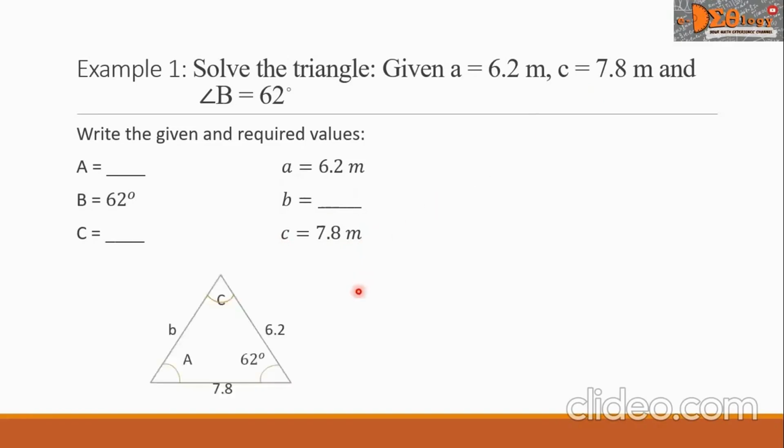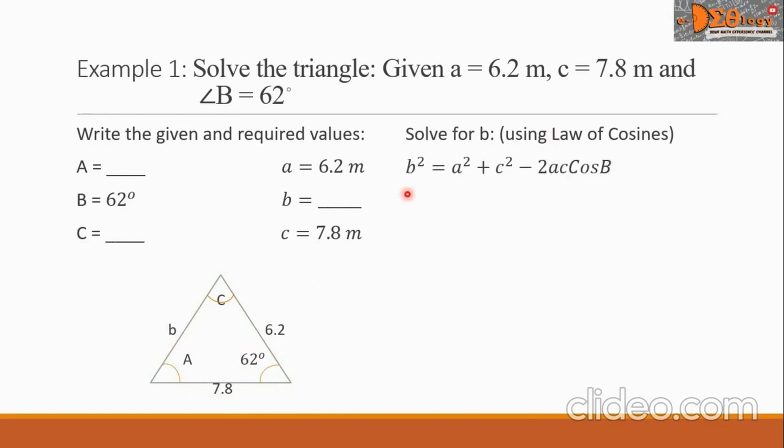Let us draw the triangle. The angle A is here and the opposite side is 6.2. The angle B is 62 degrees and the opposite side is unknown. The angle C is unknown and the opposite side is 7.8 meters. We can see here two sides are given and the included angle. So we will solve for side B using the law of cosines.